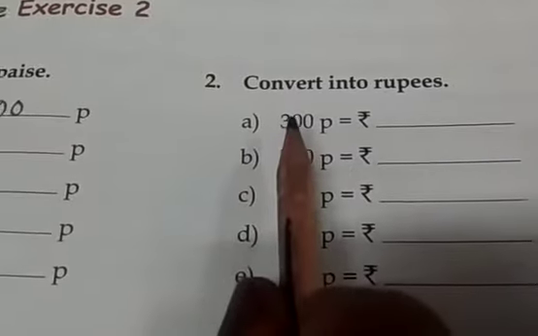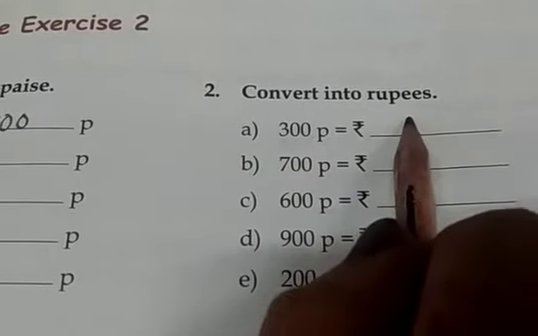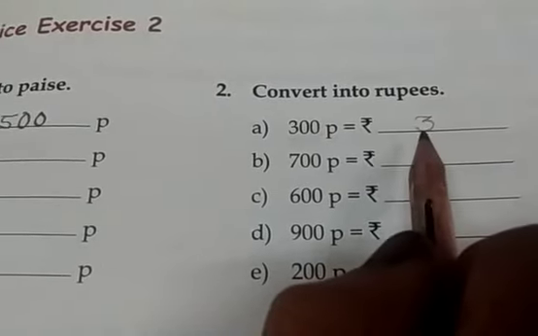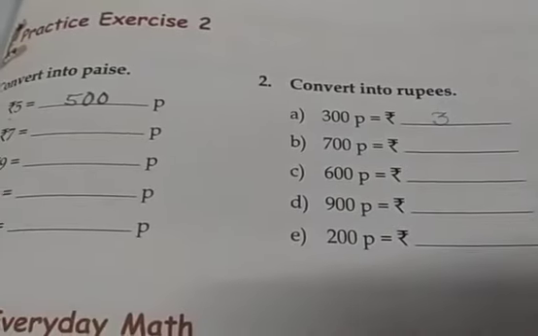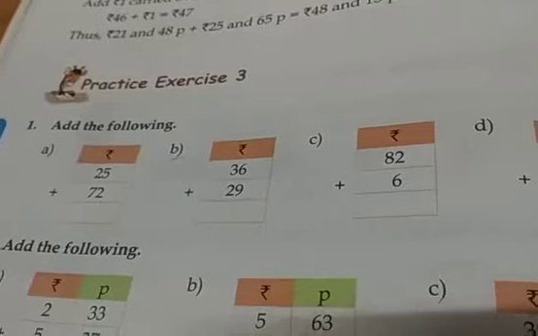Now you see here, convert into rupees. Now what do you have to do? Here you need to remove the zeros. So rupees 3. Isn't it easy? So in this way you complete this exercise. Now we will move to practice exercise number 3.